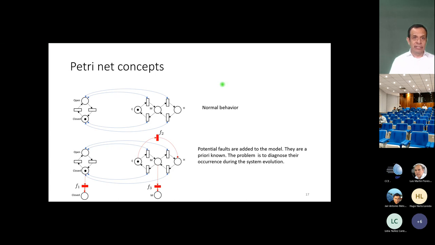So using this methodology, I will obtain the normal behavior of the system, and I will add this kind of fault. For example, a fault that is interesting for me is this one. When the valve is closed and this fault occurs, this token moves from this place to this place. It says that the valve is closed, but it is stuck at this place, because if you try to fire this transition in order to open the valve, it will be impossible because the token is not here, it's there. So in this case, the valve is stuck.